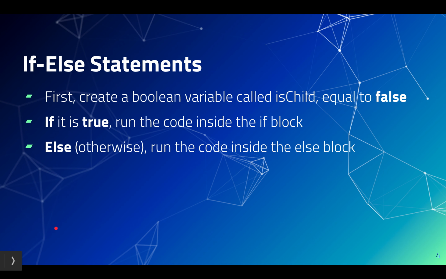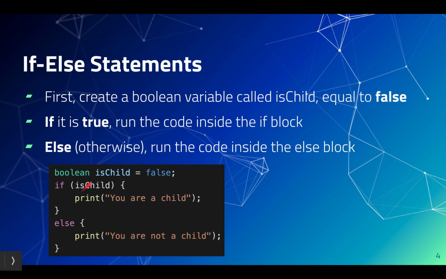So what if we wanted a way to check if a Boolean is true and then do something, but if it isn't true, then we want to do something else? This is where if-else statements come in. So in the code, we create a Boolean variable called isChild again, and this time it'll be equal to false. The if will check if isChild is true, and this time it isn't true, so this code where it says print you are a child will not run.